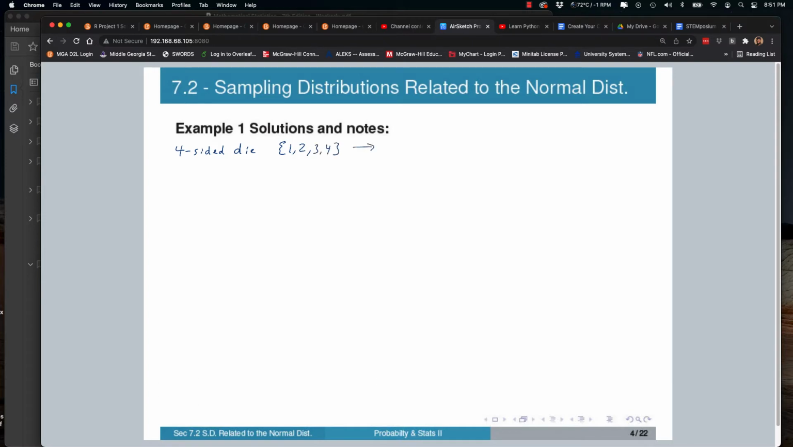If we just add those four numbers up and divide by 4, we find that the population mean for this small sample is 2.5. And if we calculate the variance of this guy, we get that the variance, sigma squared, is 1.25. Okay, we won't do the calculations there.